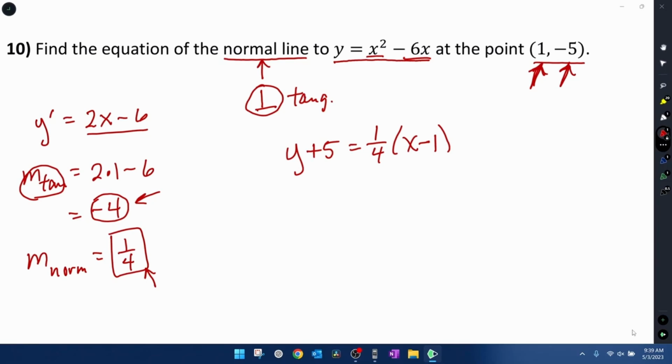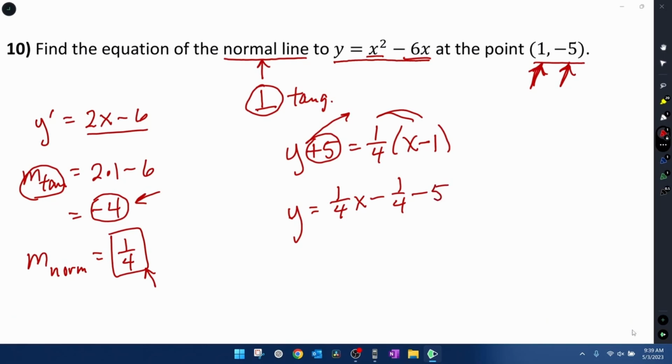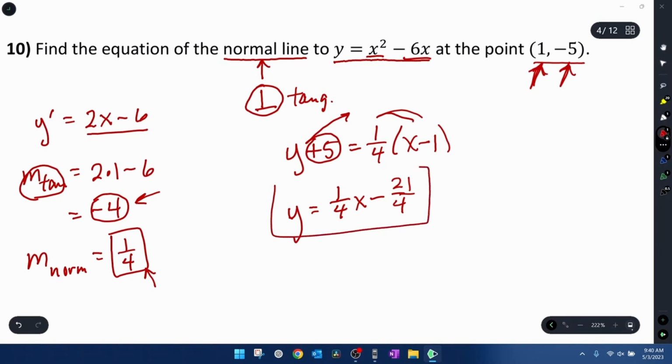Probably going to want that answer in slope-intercept form. So let's distribute and move the 5 over. And we're going to get 1/4 x minus 1/4 minus 5. And then if we combine like terms, that's going to be minus 21/4. And that is the answer we're looking for right there.